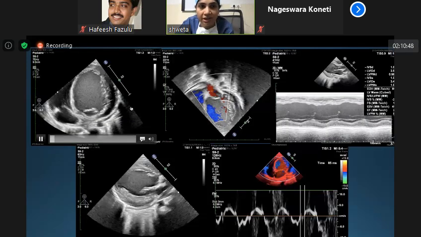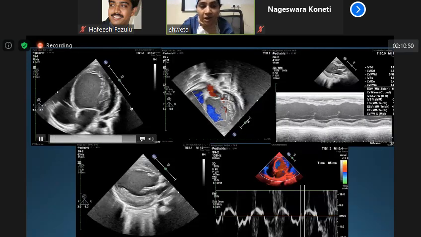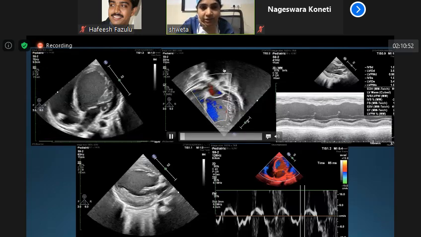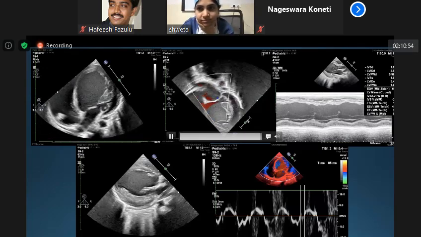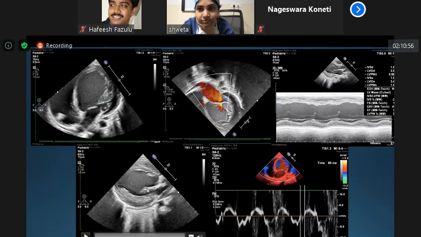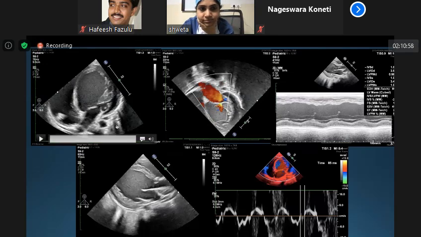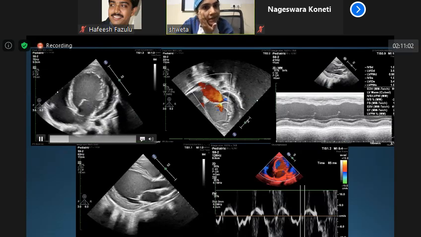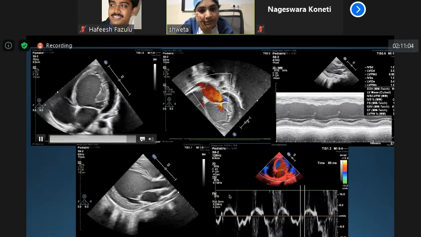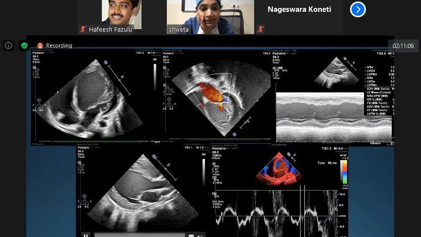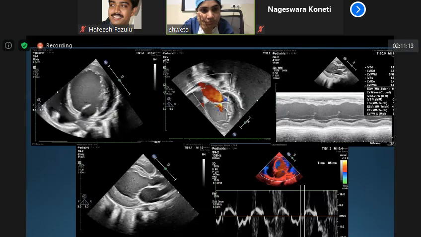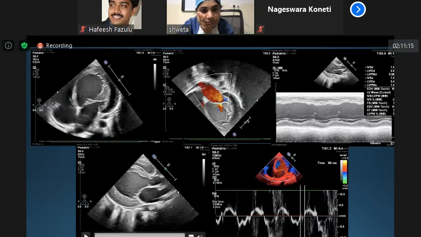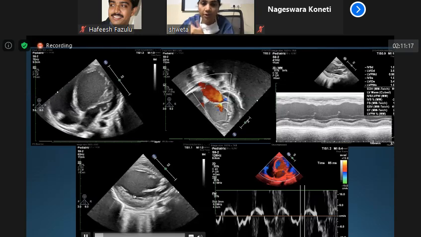And this is the echo of this baby. So again, Pavan, can you read this echo? Yes, it's an apical 4-chamber view showing a dilated left ventricle. Dilated and dysfunctional. What else? The endocardium looks hyperechogenic.